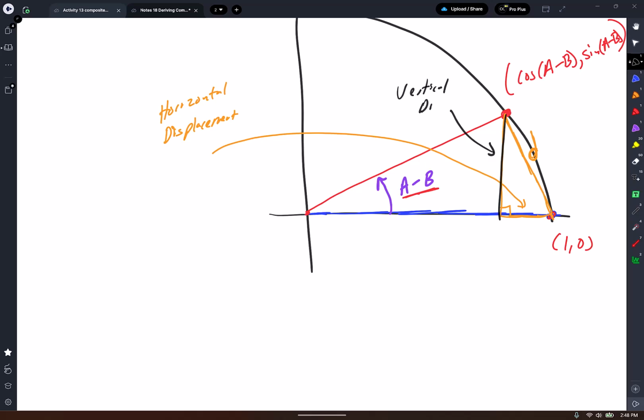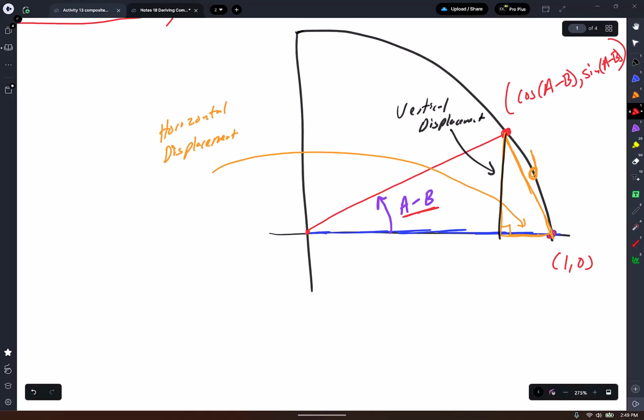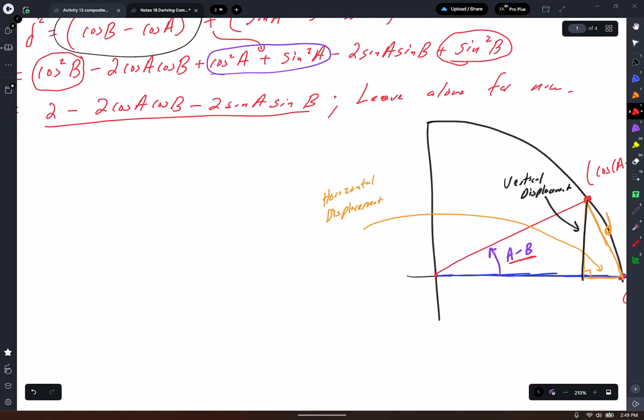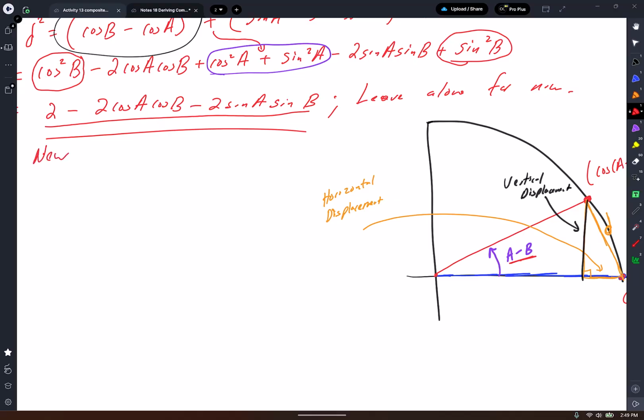Vertical displacement. We're almost there, guys. All right. Here we go. You guys ready? My horizontal displacement. Let me zoom out. Okay. Here we go. My horizontal displacement.